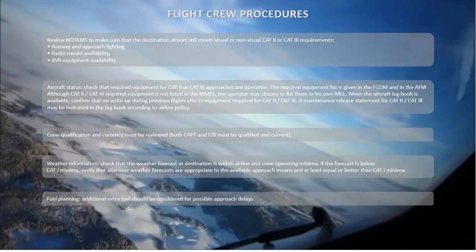Crew qualification and currency must be reviewed. Both captain and first officer must be qualified and current. Weather information: check that the weather forecast at destination is within airline and crew operating minima. If the forecast is below CAT-1 minima, verify that alternate weather forecasts are appropriate to the available approach means and at least equal or better than CAT-1 minima. Fuel planning: additional extra fuel should be considered for possible approach delays.